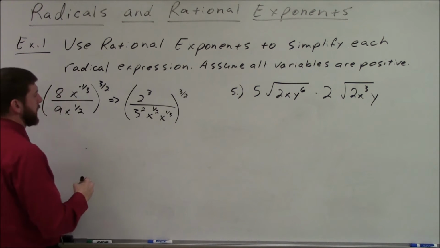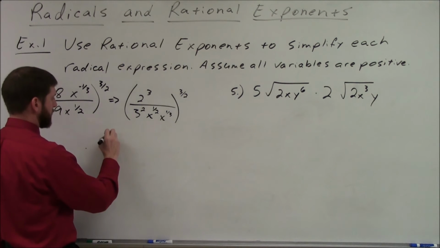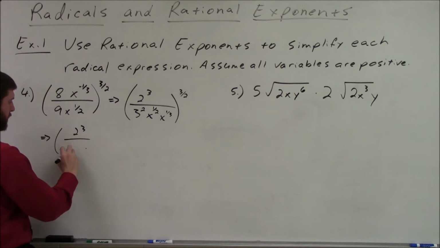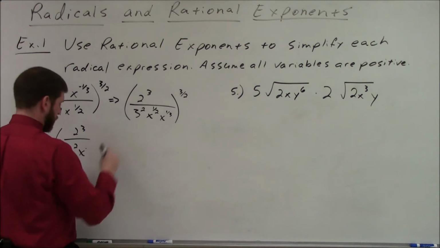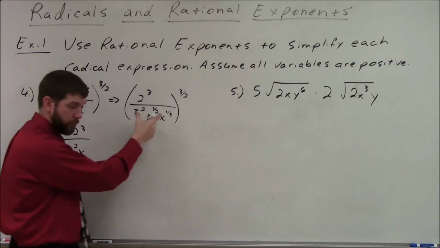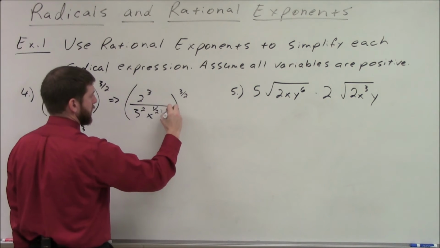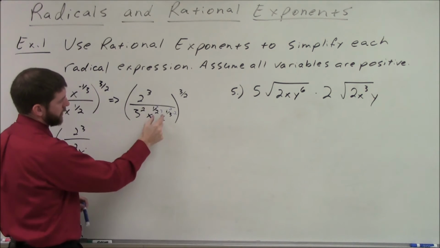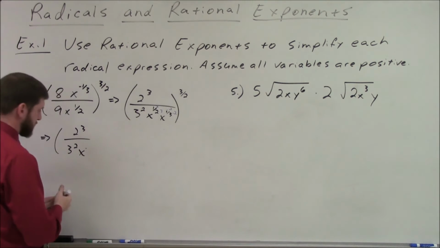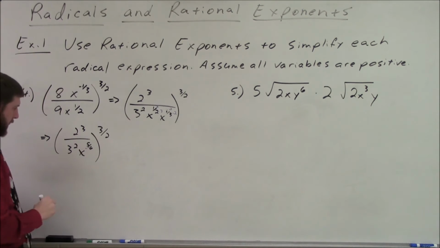And then we go through and I can just combine those together by getting a common denominator. So I end up with 2 to the 3rd over 3 squared x to the 1/2 and 1/3. Remember, you're going to multiply like bases, so you're adding those exponents together. So you need to have a common denominator on those. If they're both going to be denominator 6, it's going to be 3/6 and 2/6, which gives us x to the 5/6, all raised to the 3/2.